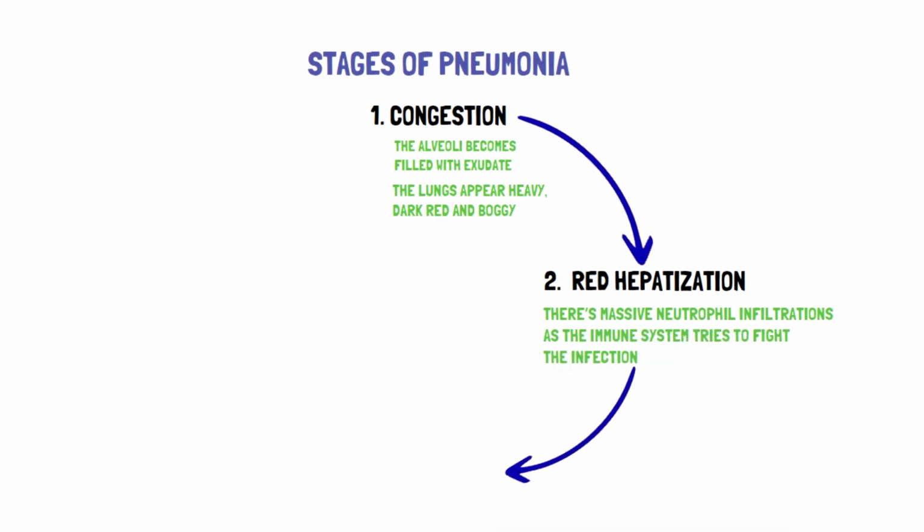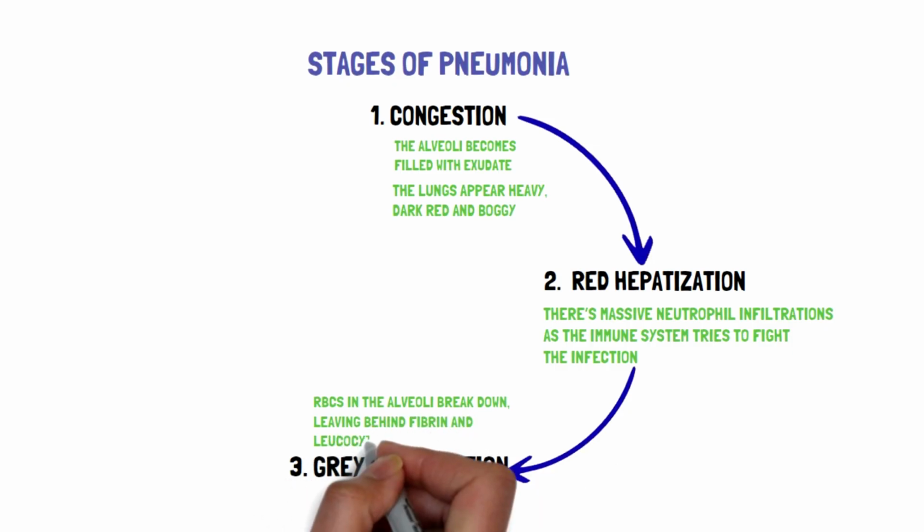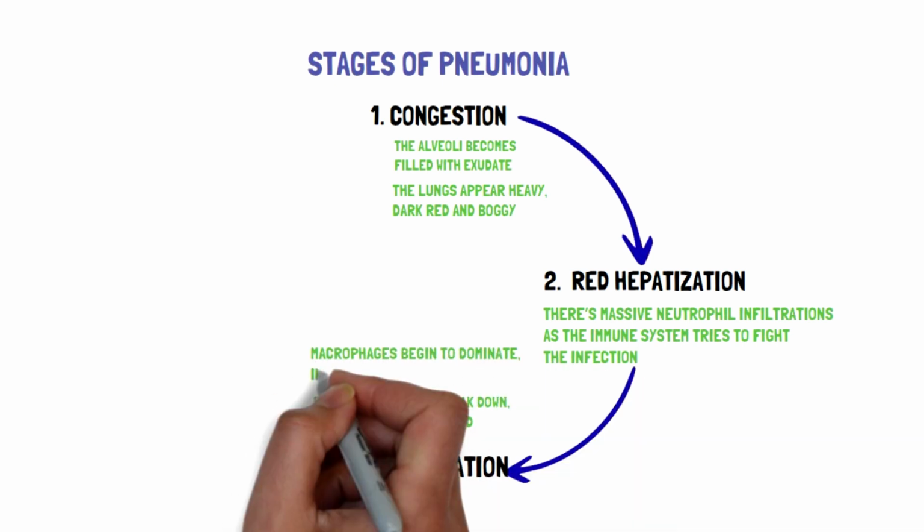The third stage is the gray hepatization stage, which is the early resolution stage. So RBCs within the alveoli break down, leaving behind fibrin and leukocytes. The color ranges from red to gray due to disintegration of the RBCs and persistent fibrin. Macrophages begin to dominate, initiating cleanup.